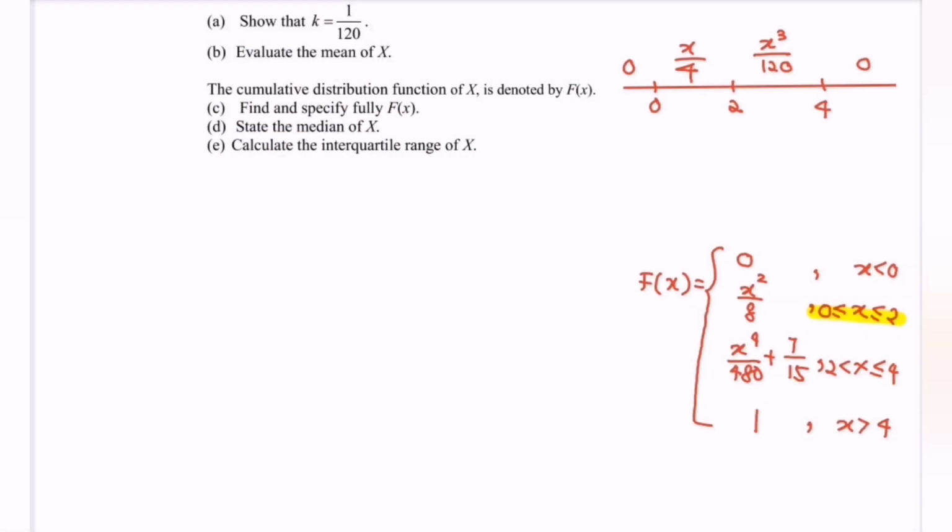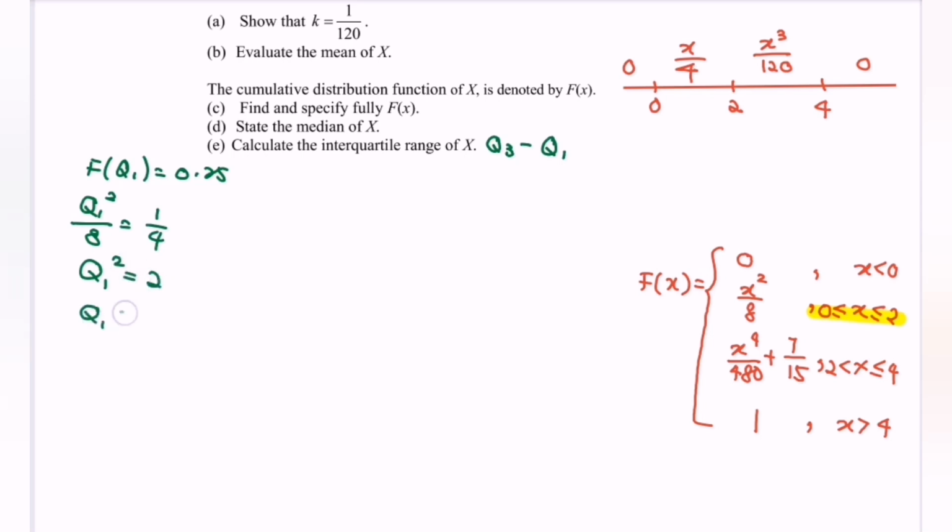Next, calculate the interquartile range. As we all know, the interquartile range formula is Q3 minus Q1. Now we are going to find the Q1. Q1 represents F(Q1), so Q1 is equal to 0.25. Next, we substitute into the function: Q1 squared over 8 is equal to 1 over 4. So Q1 squared is equal to 2. So Q1 is equal to square root of 2, or Q1 is equal to negative square root of 2. Kindly refer to the situation. We notice that we have 0 until 2, so the Q1 actually is equal to square root of 2.